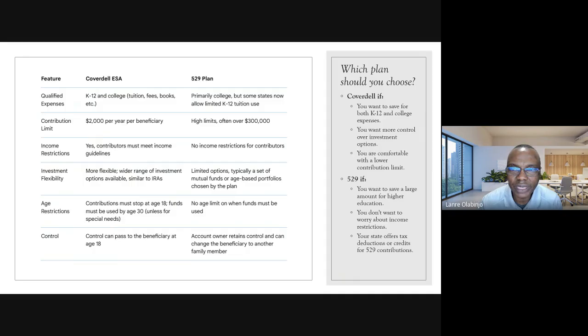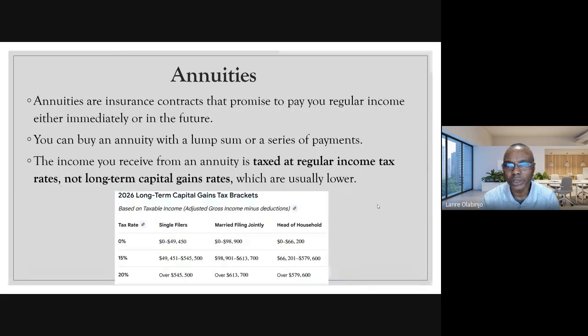This table I have talks about the same differences, the age restriction, and all of that that I just mentioned. So I won't dwell on it.